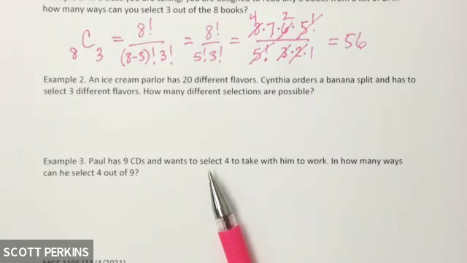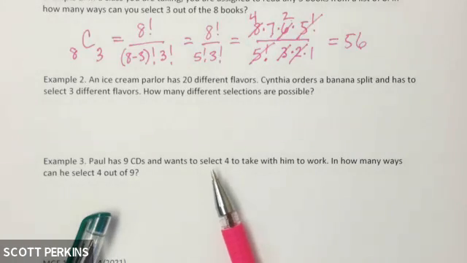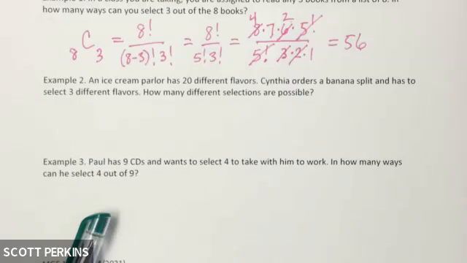Try example 2. You're helping an ice cream shop determine how they can advertise how many different types of banana splits that they can have. And if you need any help with your calculator, raise your hand. That's totally fine. I'm coming to you. I'll give you another minute to get the numbers plugged in and see what your result comes out to be.